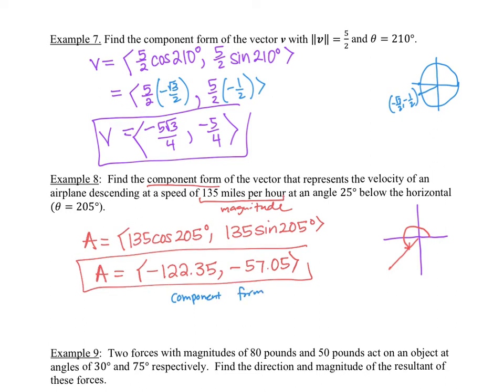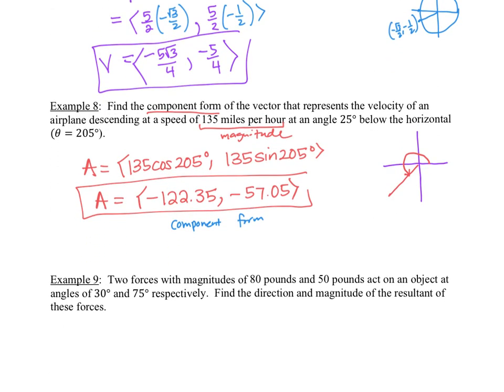I could use the i and the j, or I could use the angle brackets, depending on what they ask for. And if you want to check and see if it makes sense, 205 degrees is over here. That's in quadrant 3. If I do negative x, negative y, that's also in quadrant 3. So this is consistent with the given problem.